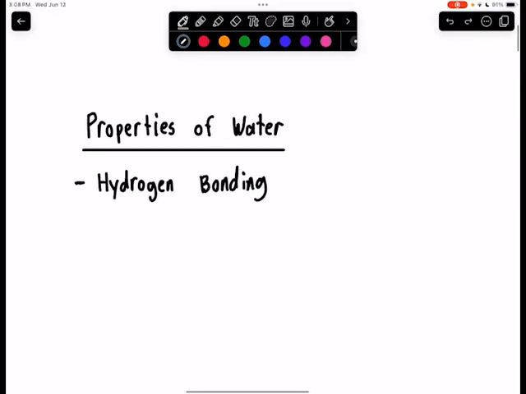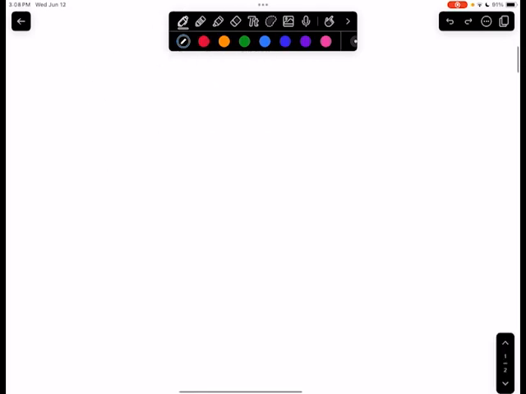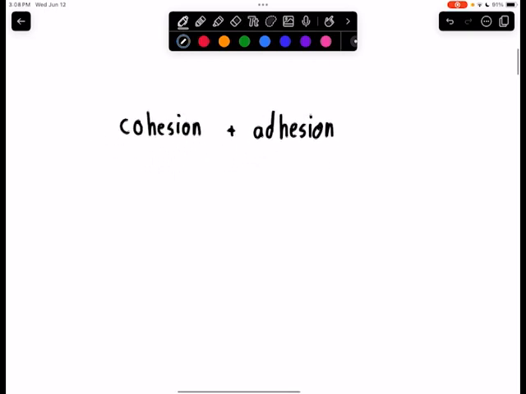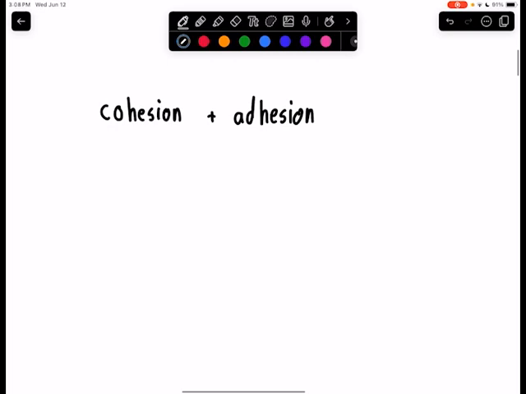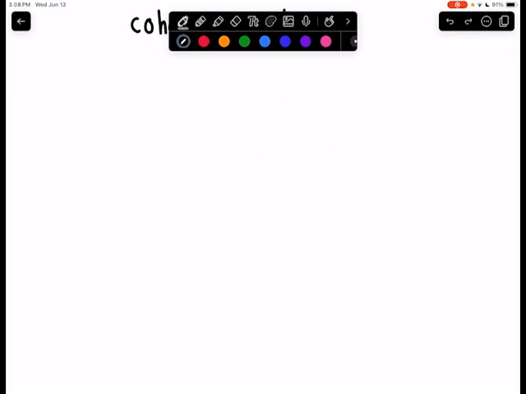And so this opens the door to all sorts of different things. First off, we have cohesion and adhesion. Adhesion is just the ability to stick to things because of hydrogen bonding. An example of this is a tree. So you have a tree right here.